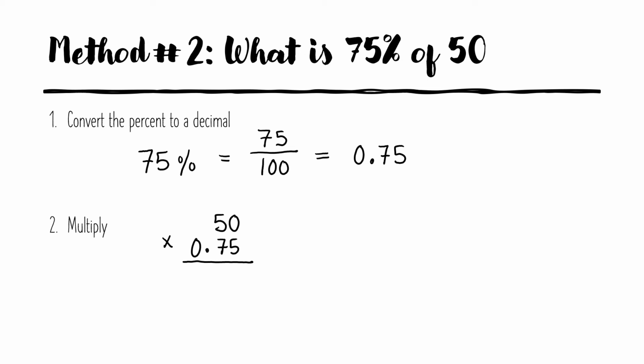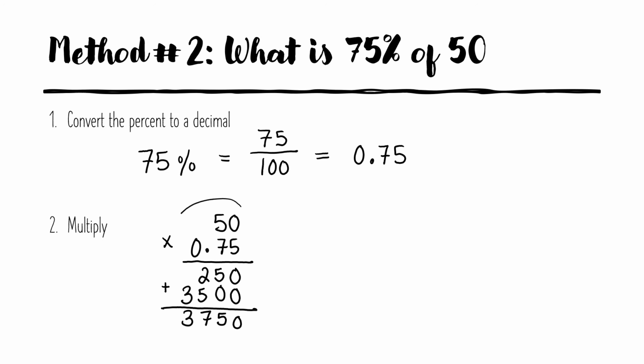And then we'll multiply this. 5 times 0 is 0. 5 times 5 is 25. Then we're moving on to the tens place. So we need our placeholder 0. 7 times 0 is 0. And 7 times 5 is 35. We'll add these numbers together, so we have 0 plus 0 is 0, 5 plus 0 is 5, 2 plus 5 is 7, and then we have our 3.